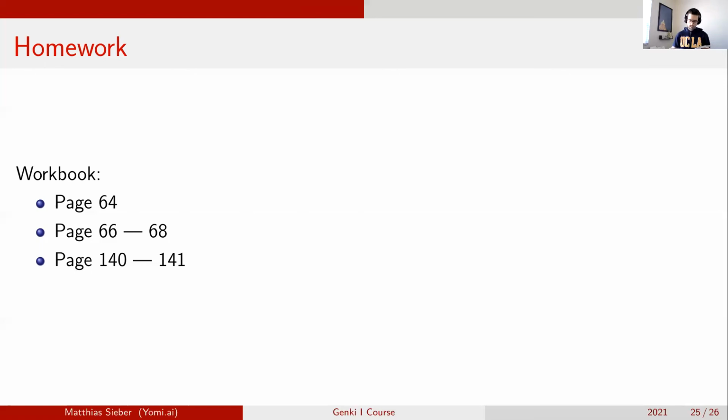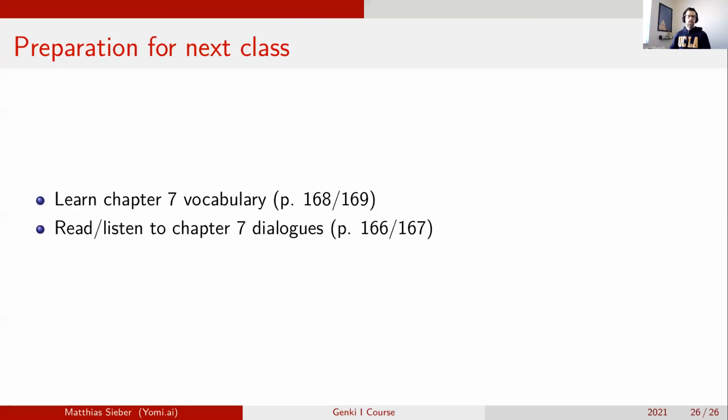Yeah, so 141, all the kanji that we have covered, all of those, not just today and the last session, but also even before. And that is it. Cool. And if you can, of course, learn the chapter 7 vocabulary, which is on pages 168 and 169, and then also read and listen to all of the chapter 7 dialogues afterwards, probably. Cool.